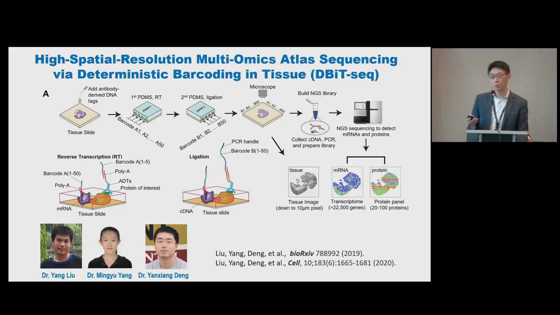And afterwards, you collect all the cDNA, which has been spatially barcoded by those A and B. You then do the paired-end sequencing to map out where those molecules are coming from, and also to find out the identity of those molecules through your sequencing reads.